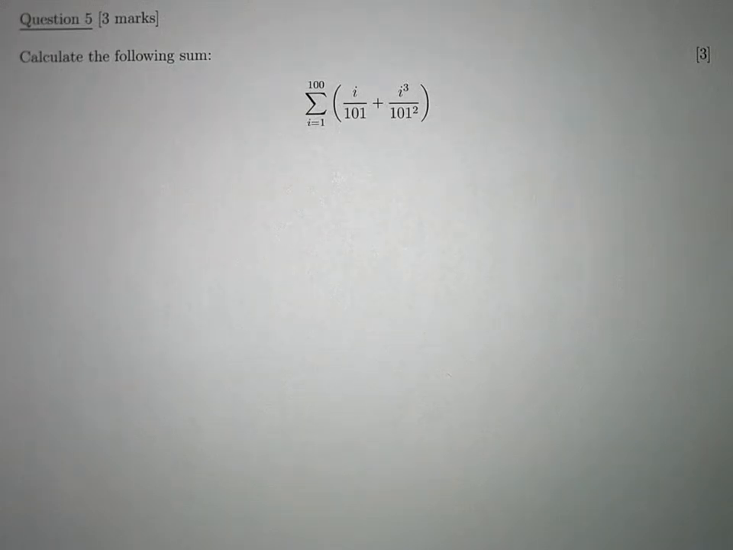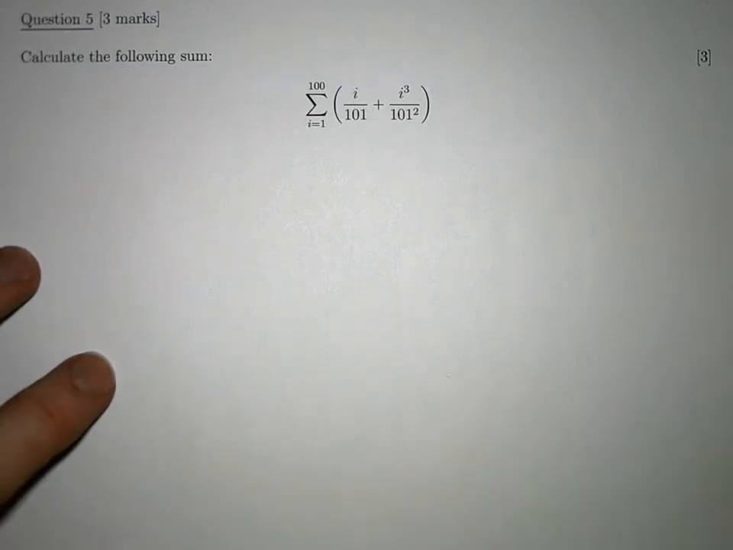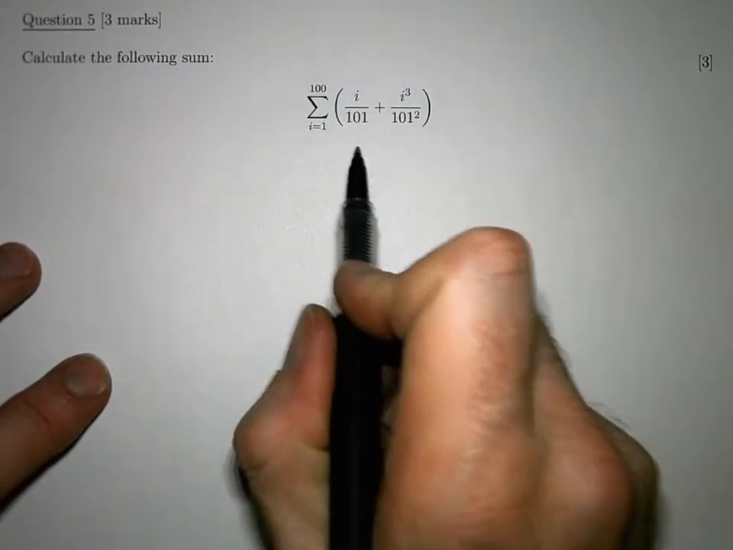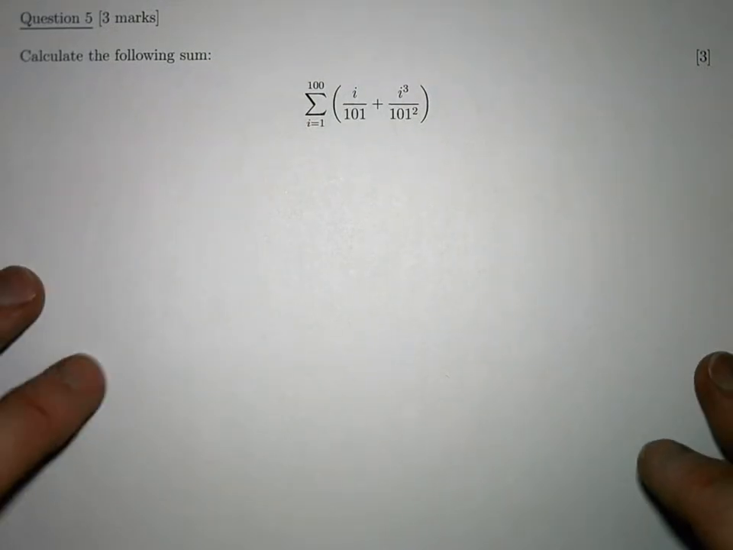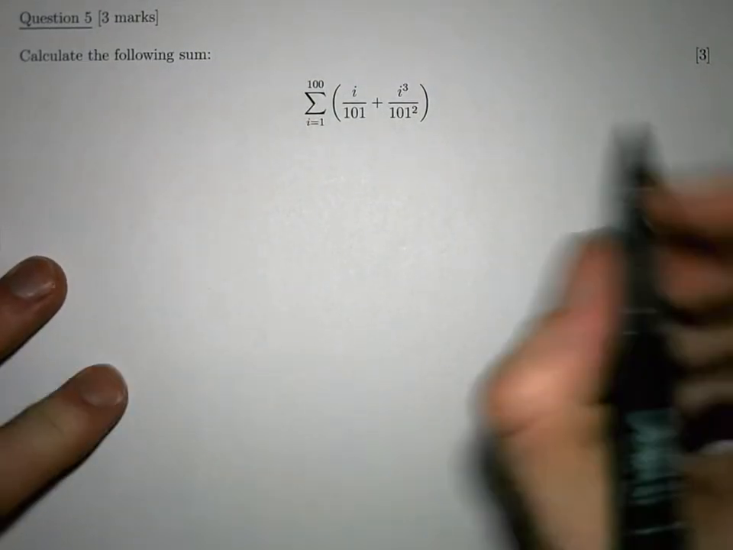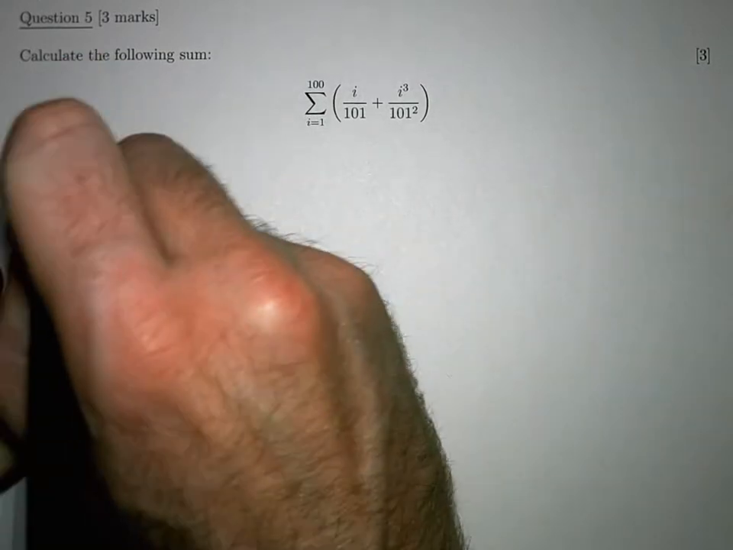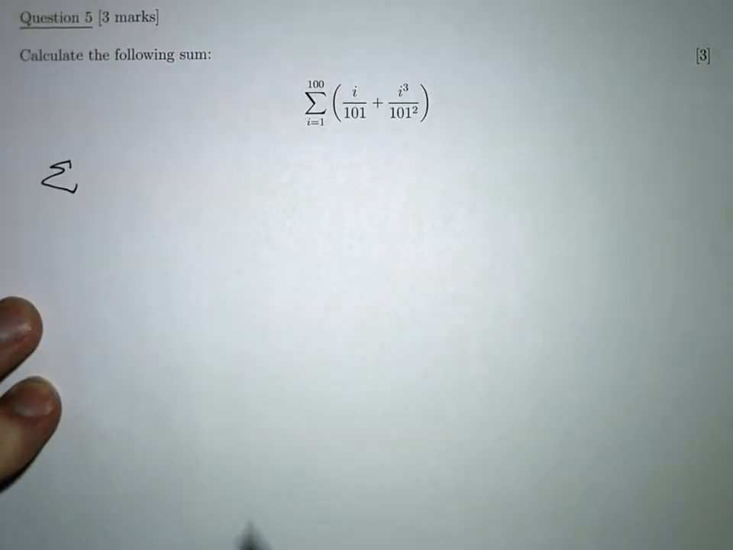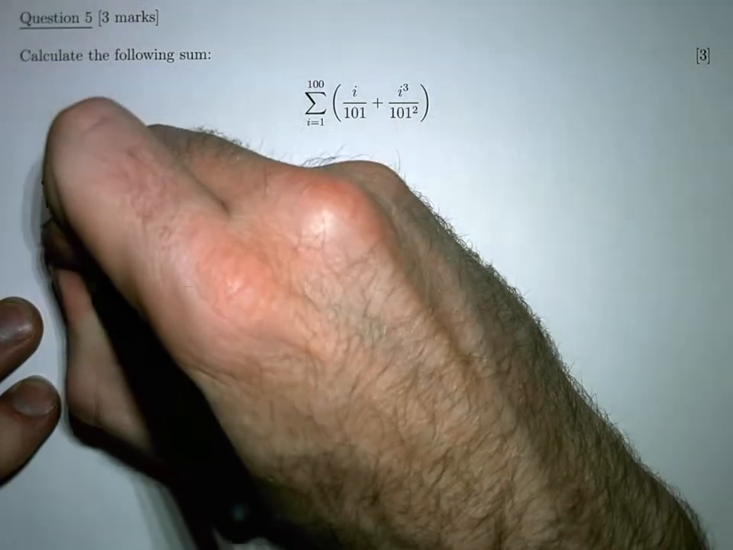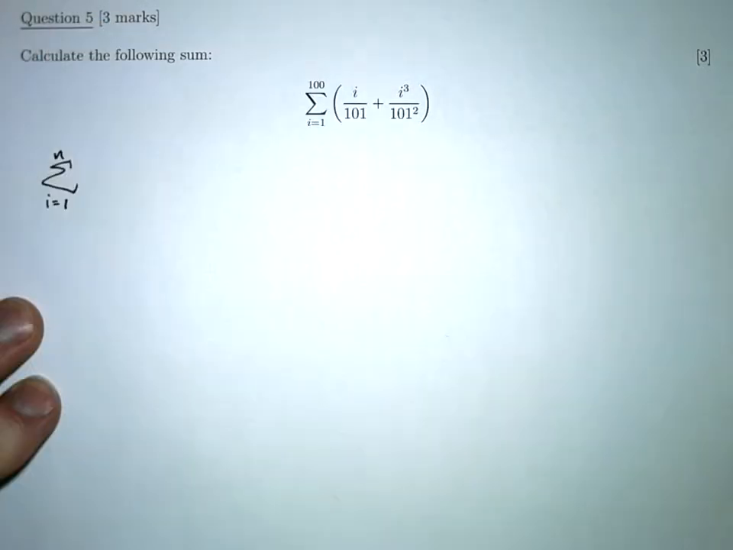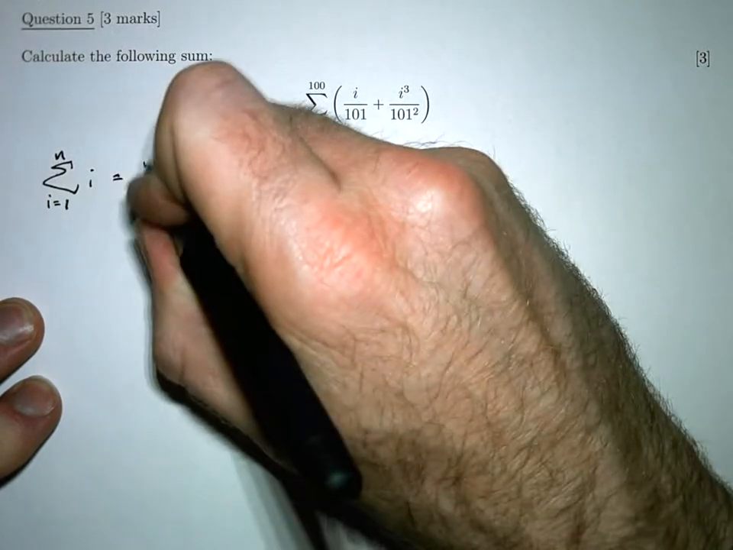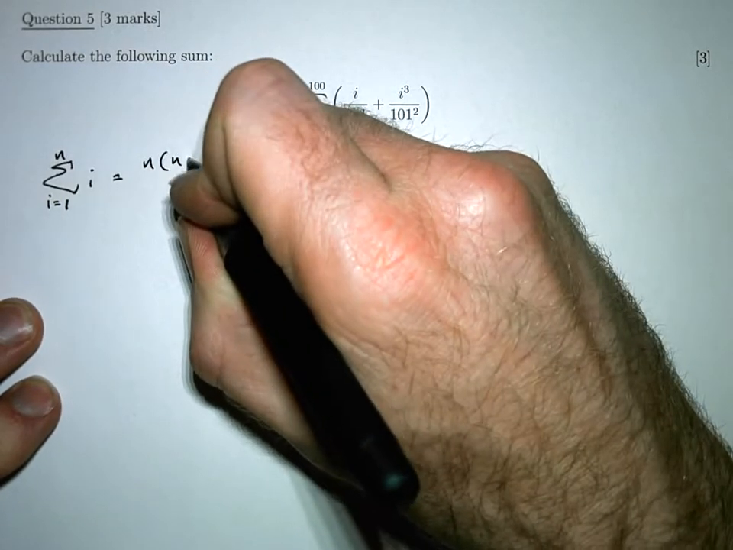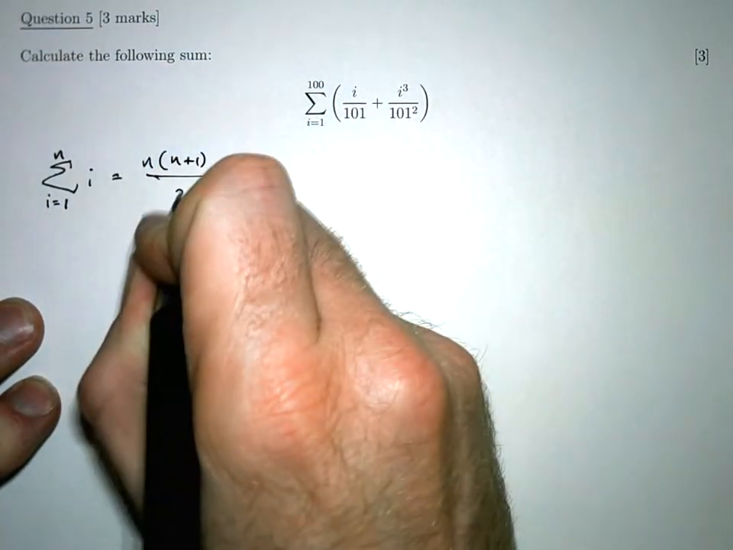We're going through your semester test 1 and we're on to question number 5. Okay, calculate the following sum. This was a little bit of a tricky question, but it was quite easy to get 2 marks if you remember the fact that the sum of i equals 1 to n of i is equal to n into n plus 1 over 2.